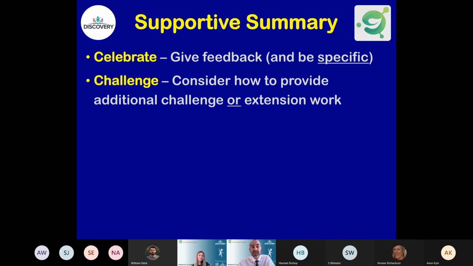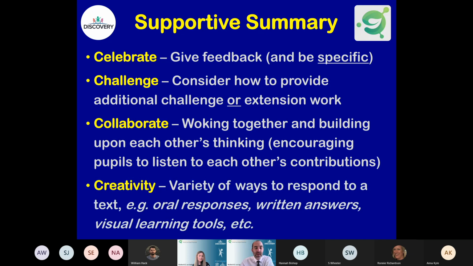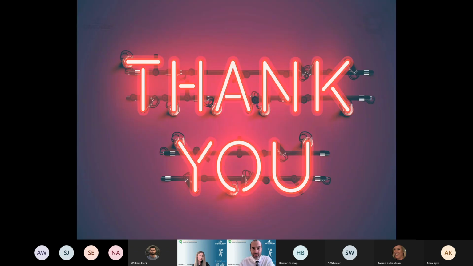Challenge, so providing children with challenge, thinking about any extension work or challenge that you can give them. Find ways to collaborate, that they're working together to build upon each other's thinking. And being creative, thinking about not only a variety of ways of presenting information, but actually a variety of ways of responding to a text, which can be orally, can be written responses, or through some of the visual learning tools that I shared earlier.